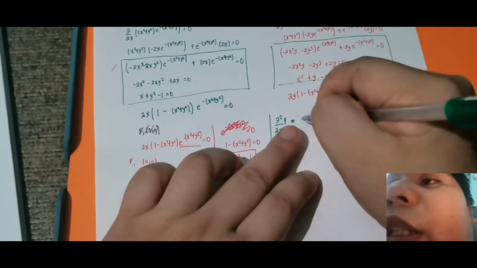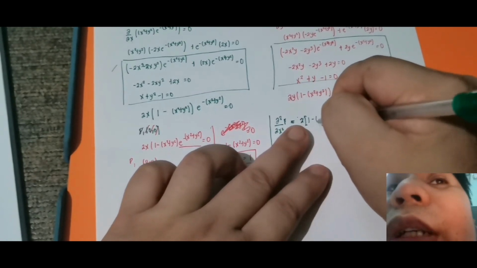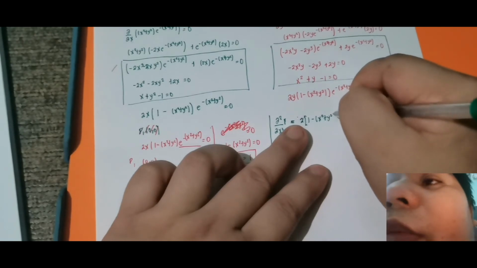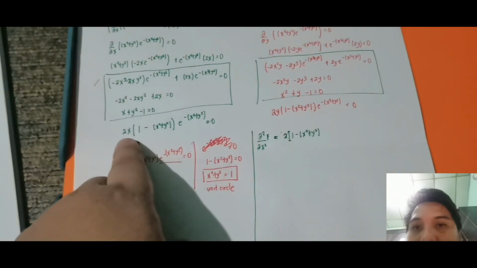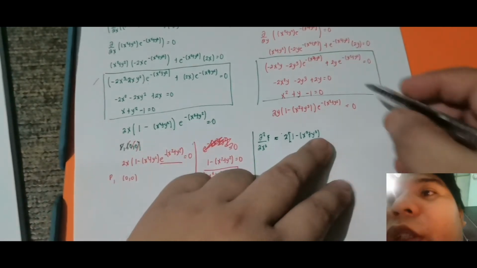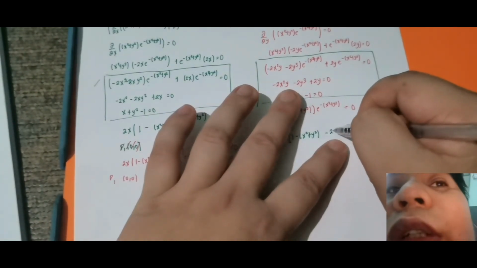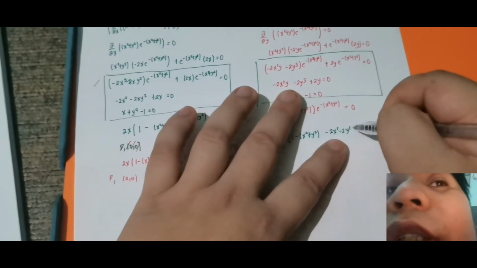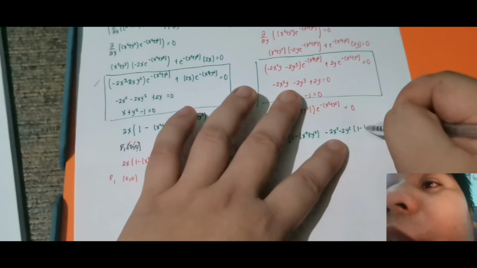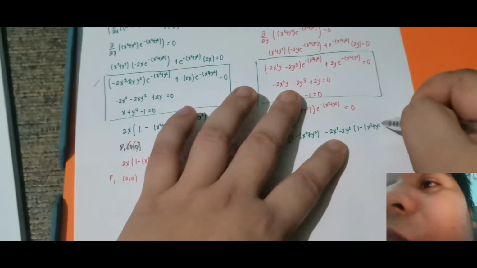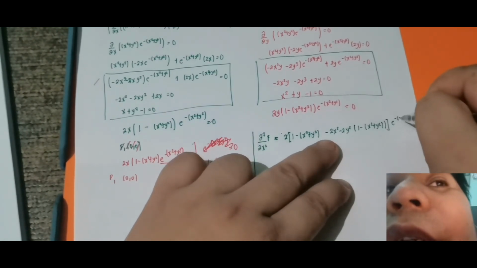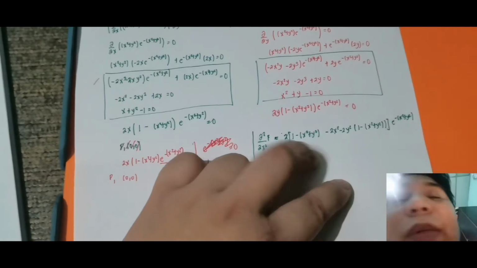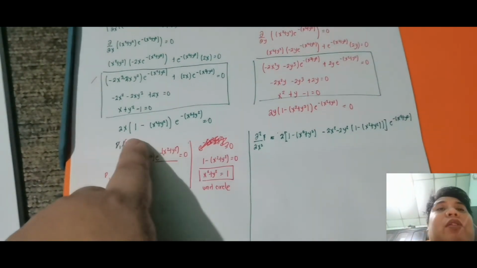So pag the second partial derivative, this is 2 times 1 minus x squared plus y squared. Okay, so ito yung una ko dinifferentiate. So derivative ko to. Tapos minus 2x squared minus 2y squared, times 1 minus x squared plus y squared. Okay, then parenthesis. Then ito ay e raised to negative x squared plus y squared. So, verify nyo na lang din bakit naging ganyan. Pero actually, alam ko, differentiate nyo lang yan eh.